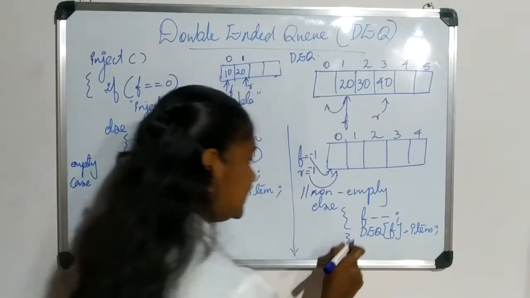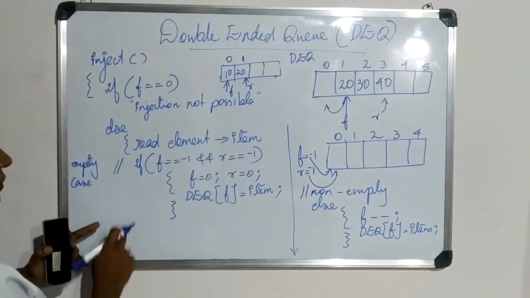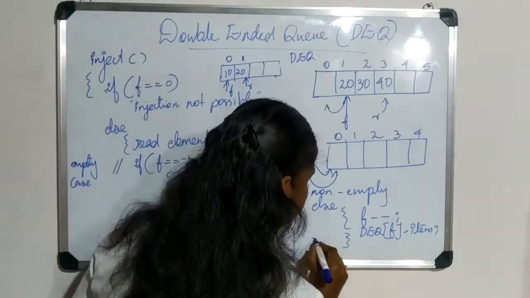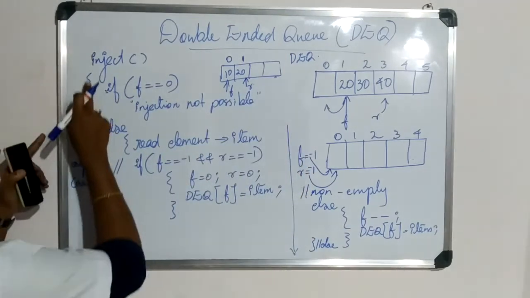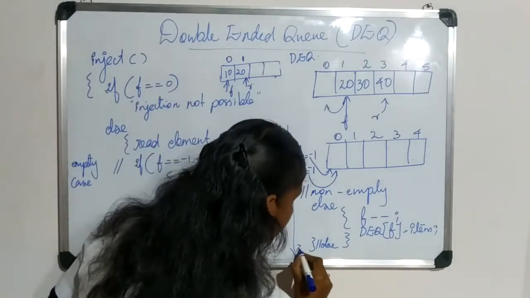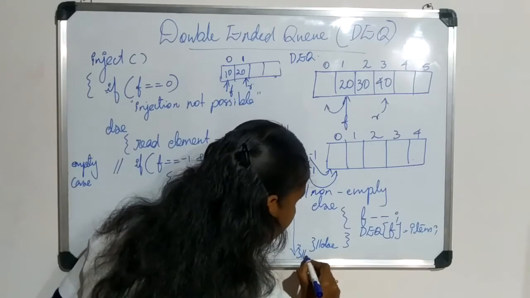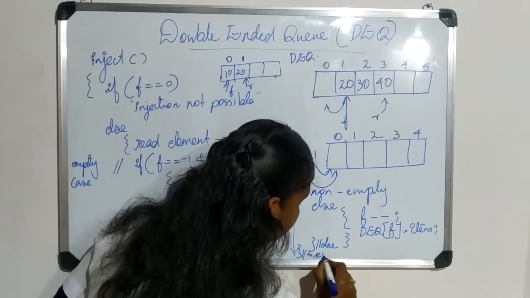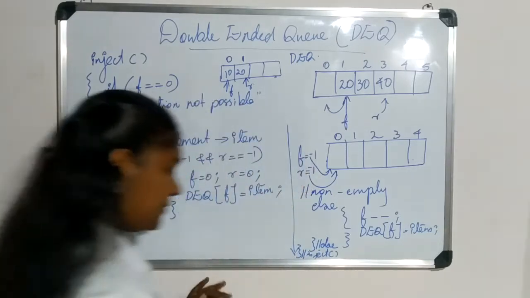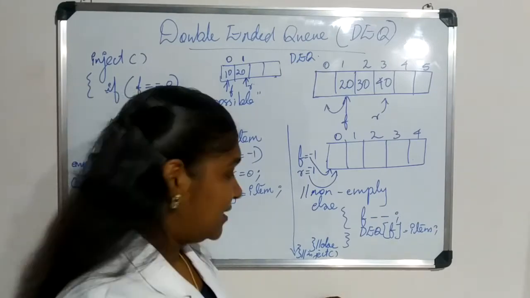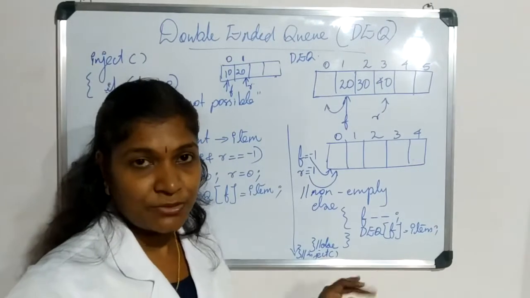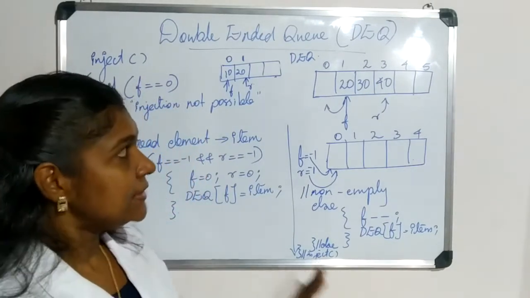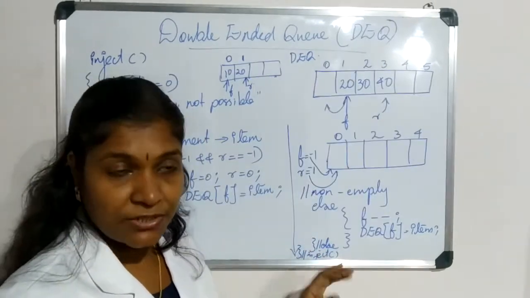So we closed this if. Then next is to close the outer else. Then one more brace is there, which is the end of the inject function. Is it readable? You just listen and write these braces. Okay, so this is the concept of our inject operation.